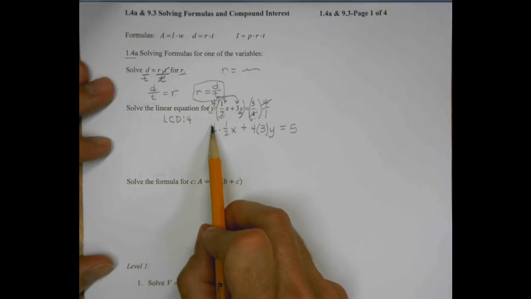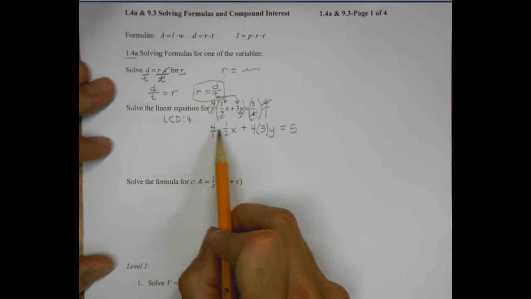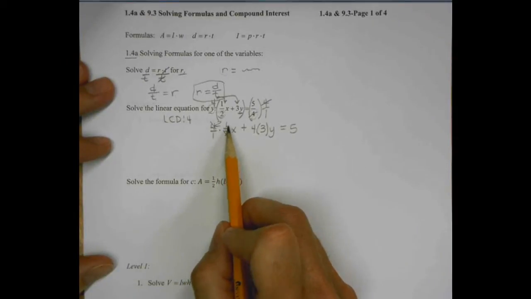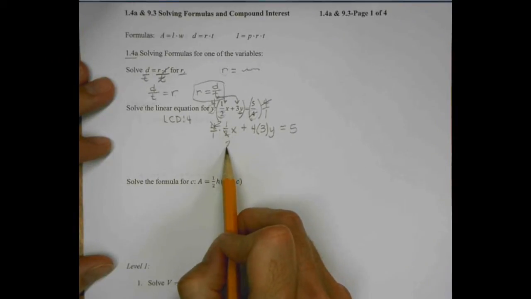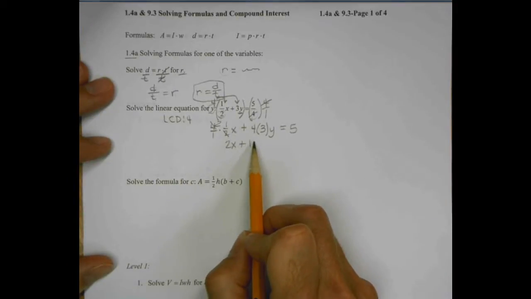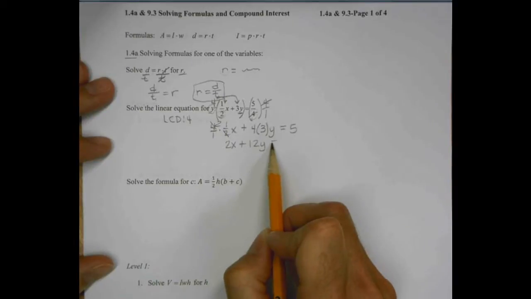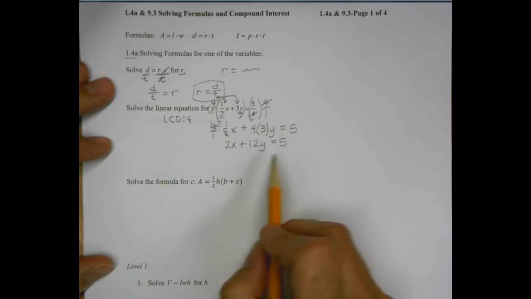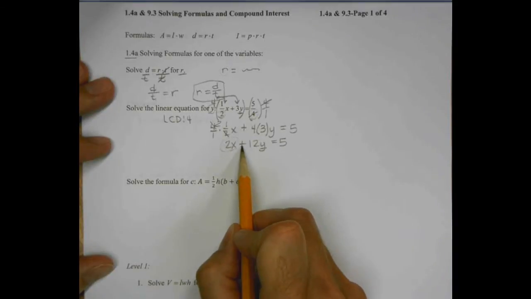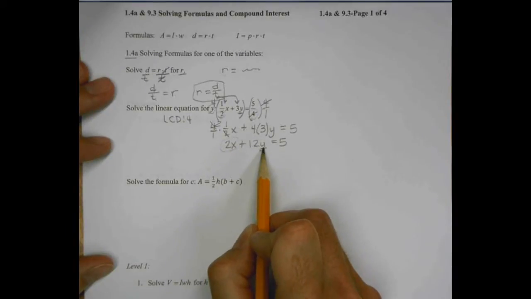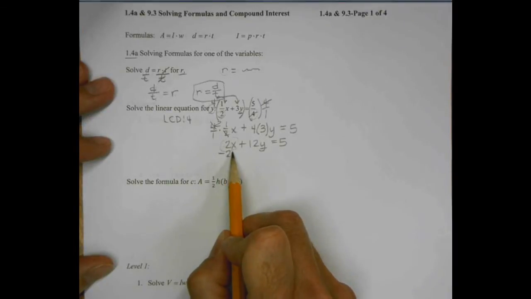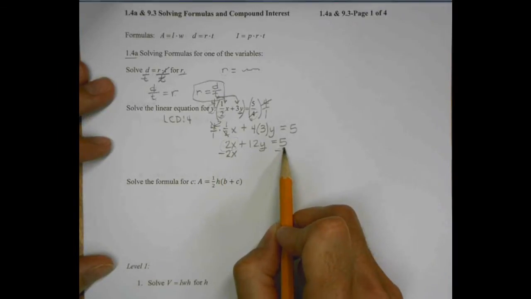Now when I multiply 4 over 1 times 1/2, this 2 goes into the 4 2 times, and I have 2 times 1, or 2x. And then here 4 times 3, there's nothing to reduce, I just have a 12y equals 5. Now I want the y by itself again, so since this is a whole term that's being added to the term with the y, I'll go ahead and do the opposite. It is a positive 2x, so I'll subtract 2x from both sides.